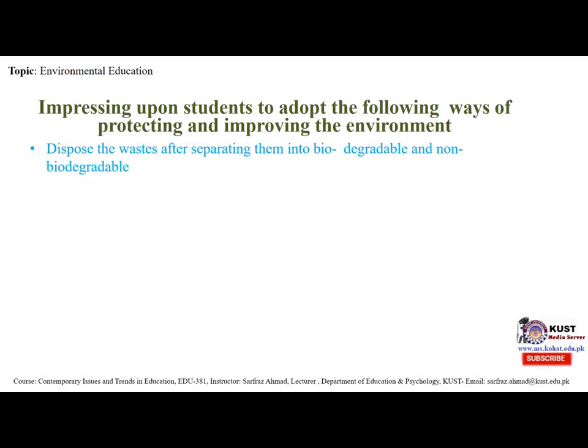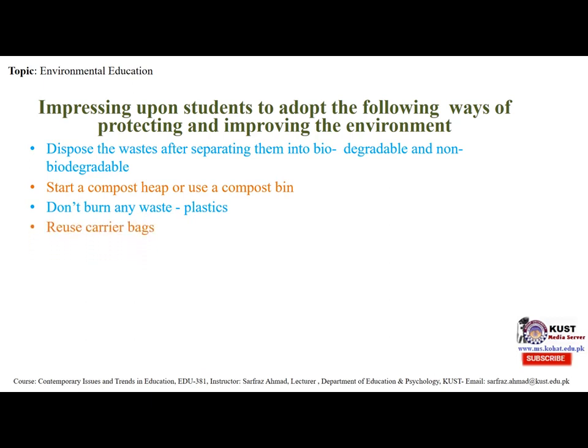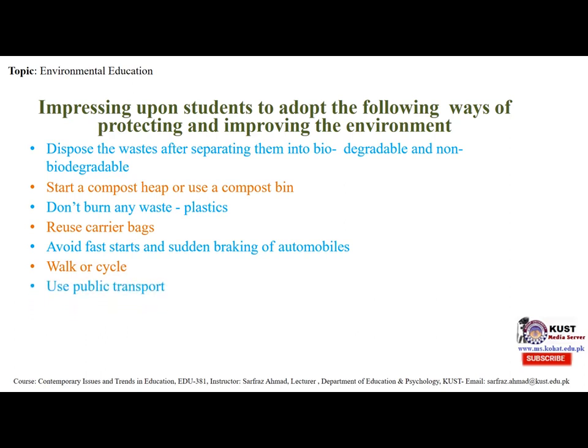What are those ways? Dispose of waste after separating it into biodegradable and non-biodegradable. Start a compost heap or use a compost bin. Don't burn any waste, especially plastic. Reuse carrier bags. Avoid fast starts and sudden braking of automobiles. Walk or cycle. Use public transport. Use unleaded petrol. Plant trees. Print as little as necessary.